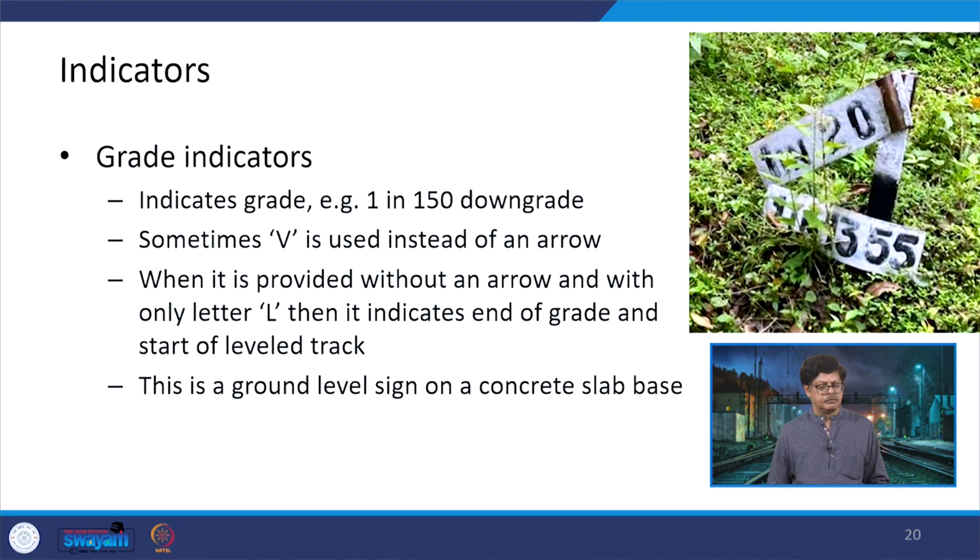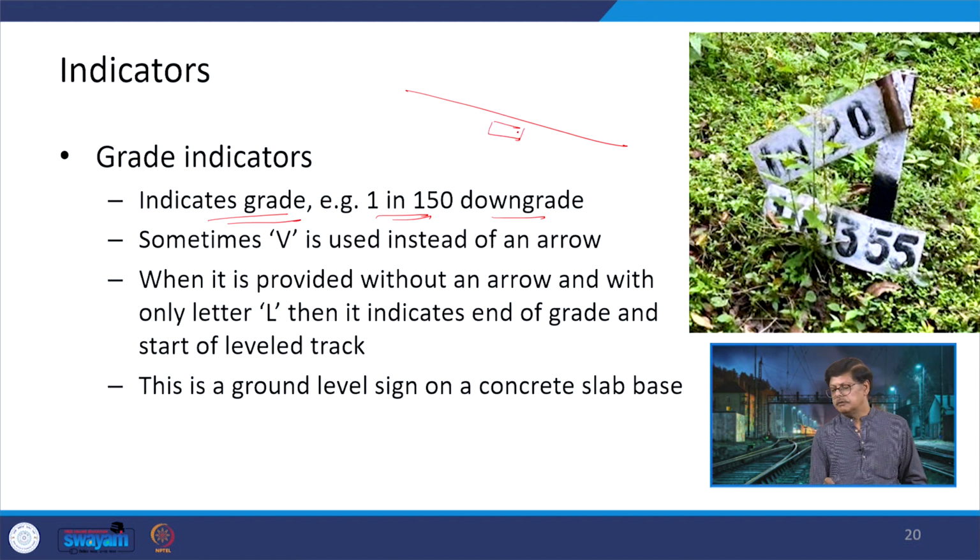Grade indicators. The grade indicators indicate the gradient on which the track is being laid. Say it is 1 in 150 downgrade. So, your track is going in this direction. So, there will be an indicator here which will be pointing towards the downgrade. That is how. So, you see in this photograph, though this has broken down and the lower one is lying here, it says in this direction it is 1 in 20, but in the other direction it is 1 in 13.55.